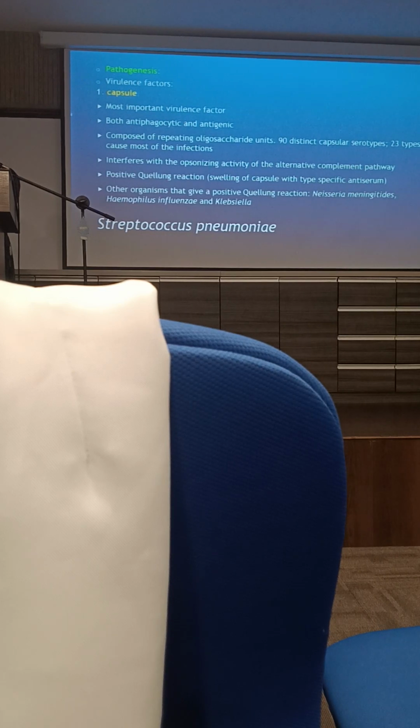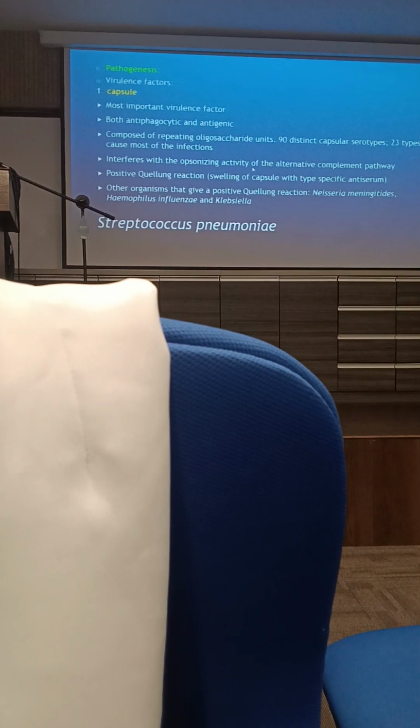I mentioned this before: the capsule has 90 distinct capsular serotypes. I hope you understand what this means. They are different types of polysaccharide against which the host can produce antiserum, or antibody, for those 90 different capsular serotypes. So it helps in serotyping, to find out what strain it is. 23 types cause most of the infection. Okay, the rest we have seen.